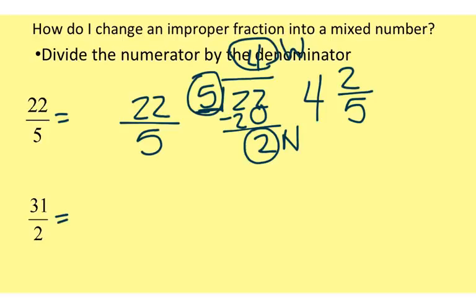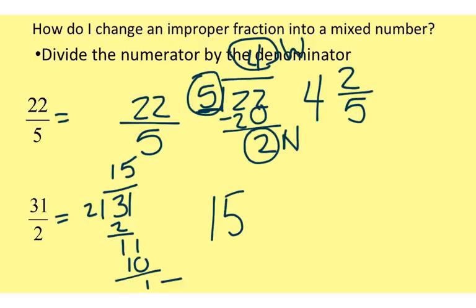Let's do 31/2. Why don't you try that one by yourself, pause the video, and then come back and check it. All right, let's see how you did. 31 divided by 2. 2 goes into 3 once, subtract. 2 goes into 11 5 times, and I have 1 left over. So I have 15 with 1 left over out of 2, so 15 1/2.